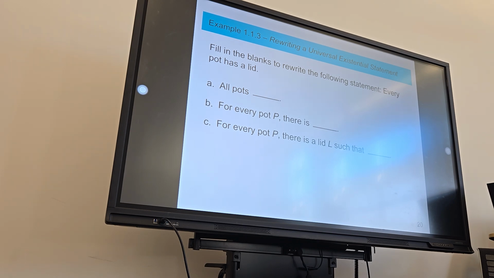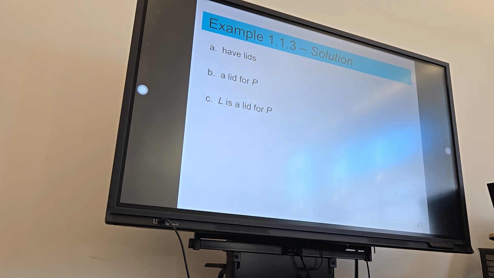Fill in the blanks to rewrite the following statement. Every pot has a lid. All pots have lids. For every pot P, there is a lid L for that pot. For every pot, there is a lid L such that L is pot P's lid. A little bit more wordy than what they have for the solutions, but the same principle applies.